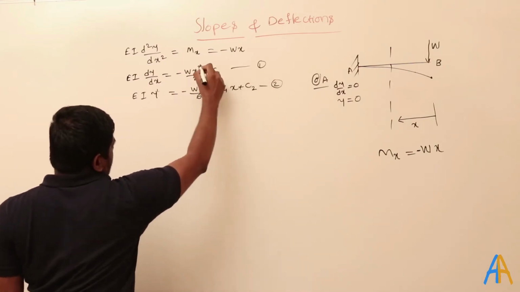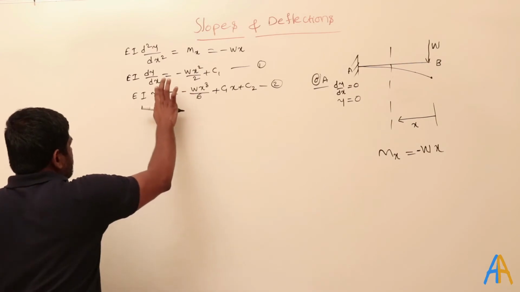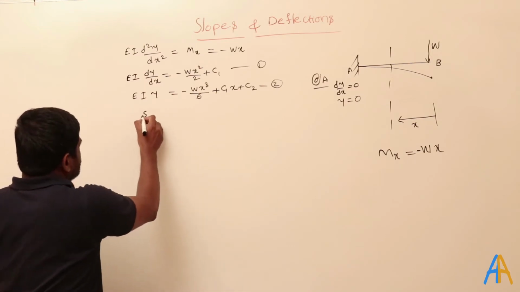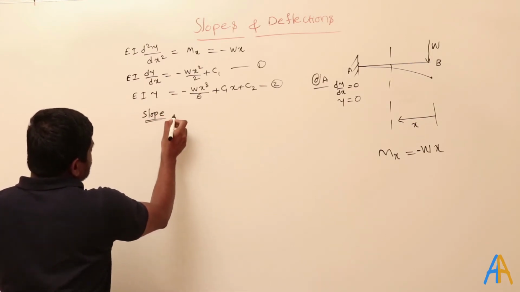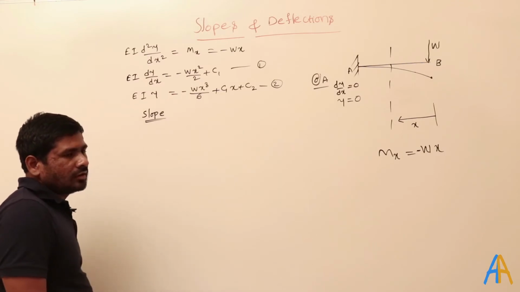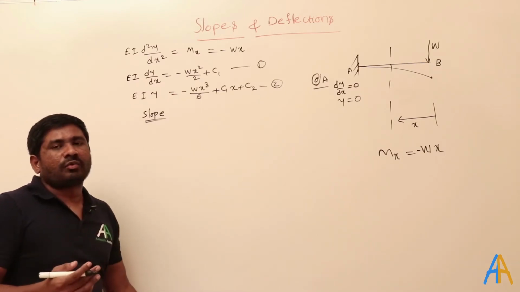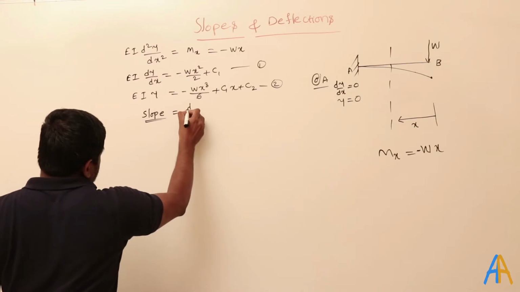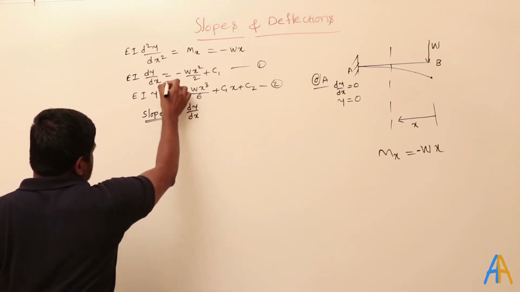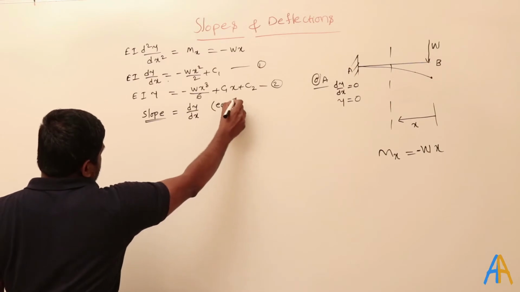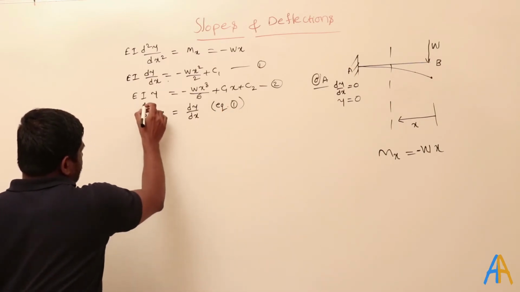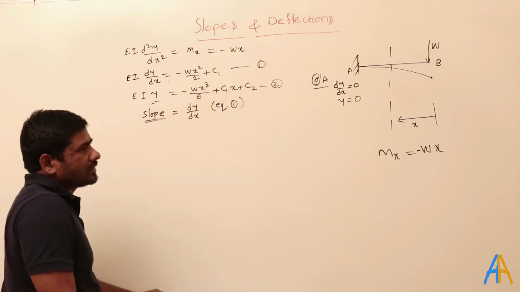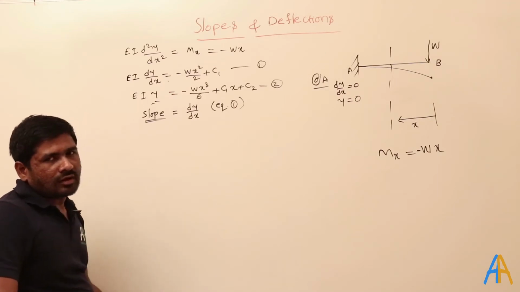I am not explaining how we are integrating. So here there are two equations. If you want to find out the slope at any point on the curve, slope is nothing but the tangent; whatever angle it makes with the horizontal is the slope here. Slope is nothing but dy by dx. From equation 1 you can find out the slope, and the deflection is from equation 2. But these are in terms of C1 and C2, the integration constants.